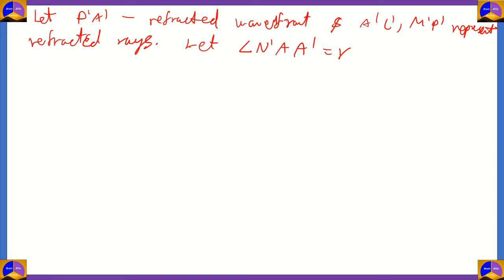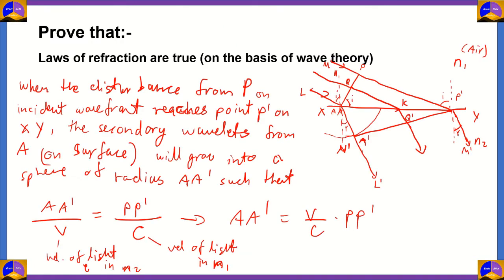So consider any point Q on the incident wavefront. When the disturbance from point P on the incident wavefront reaches the point P dash, the disturbance from point Q reaches the point Q dash via a point K on XY. So this is the wave that's in the middle. So at the instant where P reaches P dash, the wave at point Q has undergone refraction at a point K on XY, and now it is at a point Q dash.